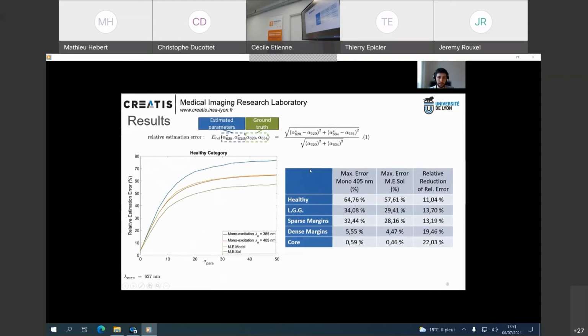On the graph, we compute the relative estimation error for various values of sigma para, which represents the full width at half maximum of the other endogenous fluorescence. The variation of these parameters and the values of the displayed tables confirm the previous conclusion. The ME-SOL approach reduces overestimation of PpIX.